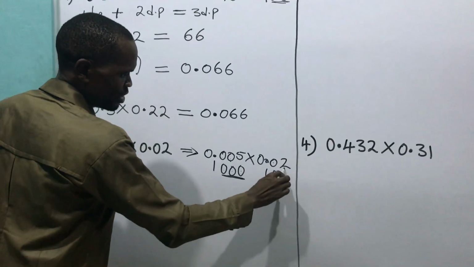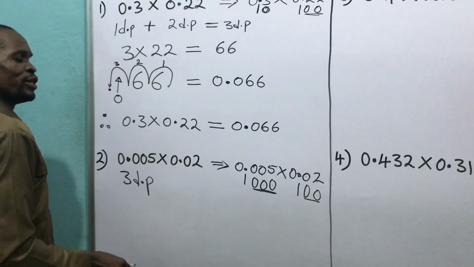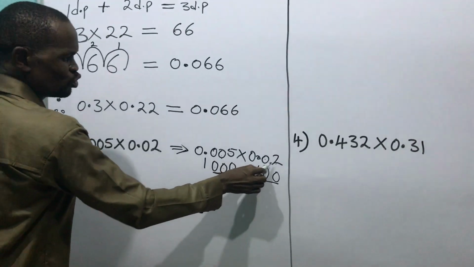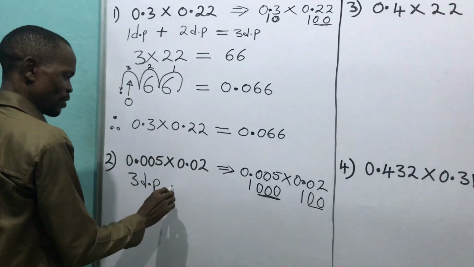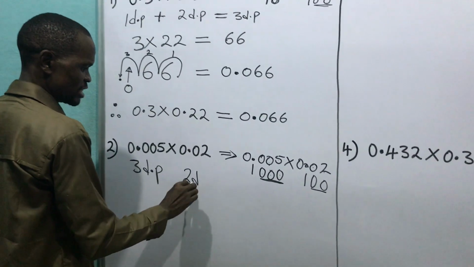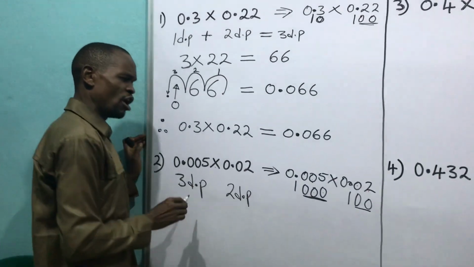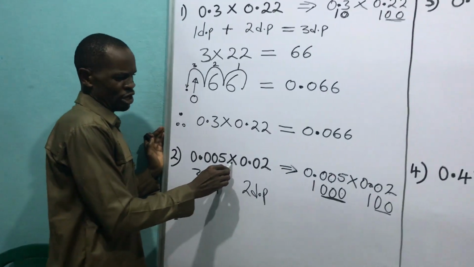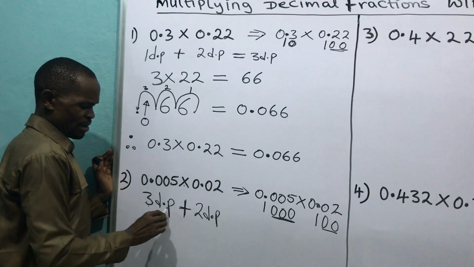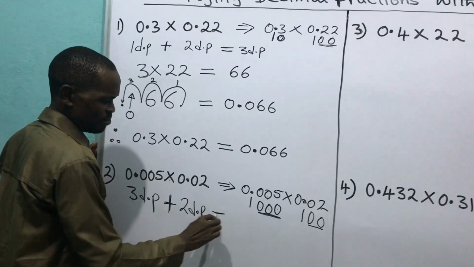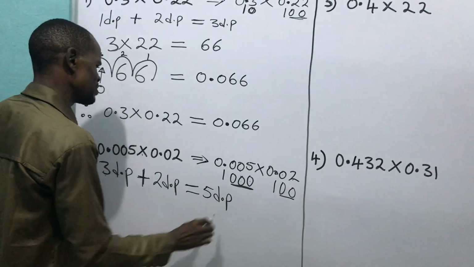Which shows me that 0.02 is 2 decimal places. Then multiplication in the law of indices means addition. That means 3 decimal places plus 2 decimal places will give me a total of 5 decimal places.